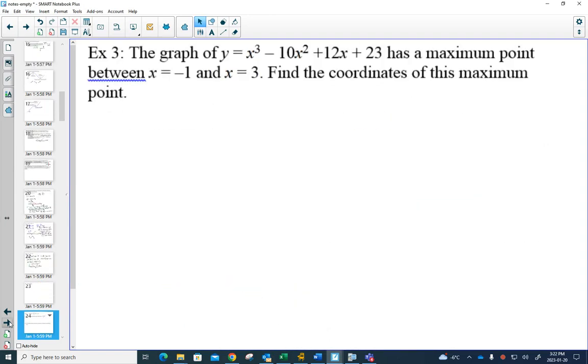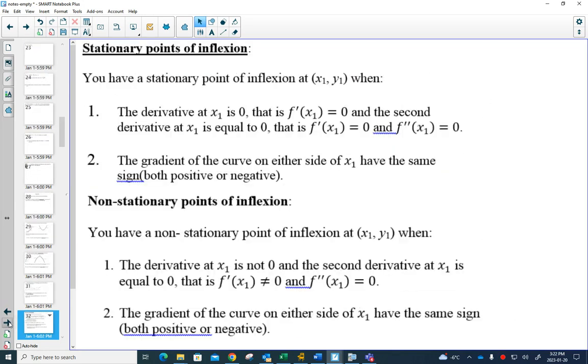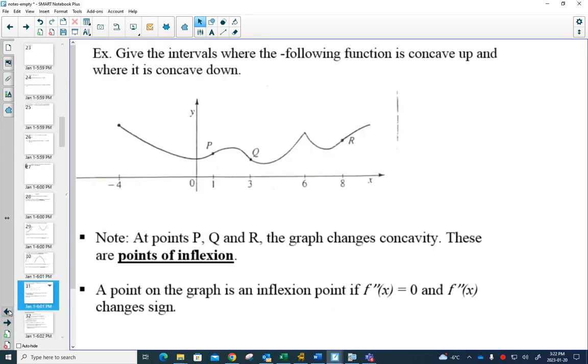So on our next question, there it is. I'm going to do concave up in green, then concave down in red.